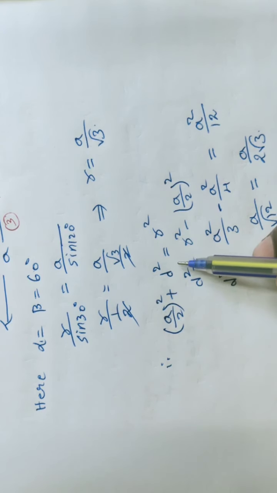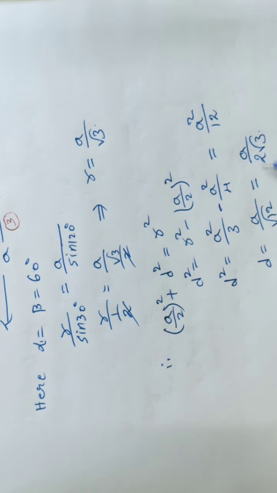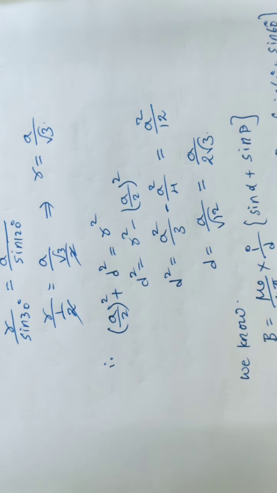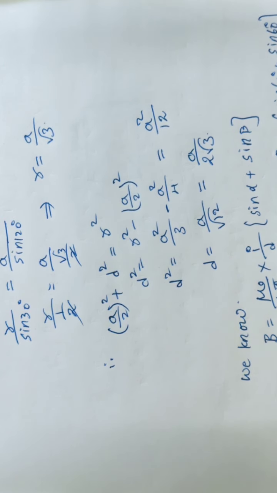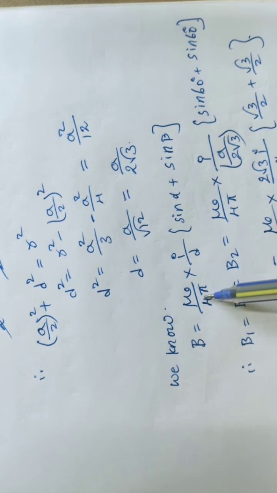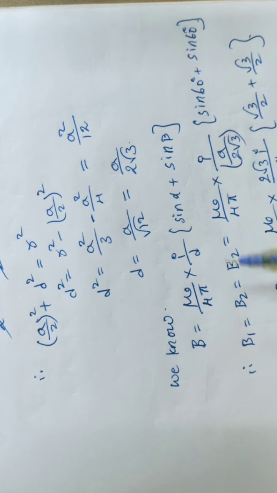So that is what I am representing by Pythagoras theorem: a by 2 whole square plus d square is equal to r square. Finally d value is equal to a divided by 2 root 3. Our perpendicular distance d is a divided by 2 root 3. Well known thing, students, we know B is equal to mu naught by 4 pi into I by d into sin alpha plus sin beta. This is the standard formula.